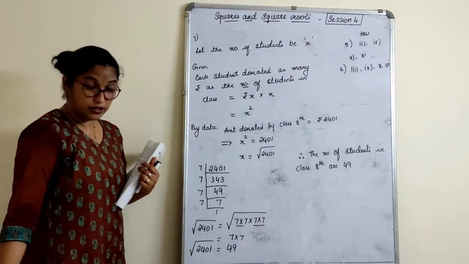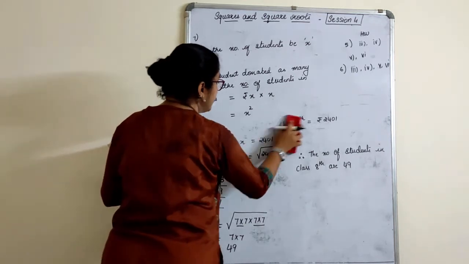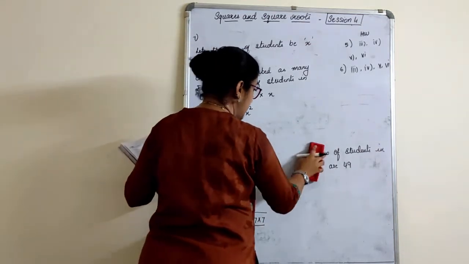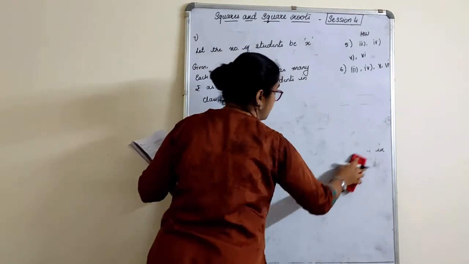So this is how you have solved it. Let's delete. It is the same as in linear equations, how you gave the conclusion. Since it was a verbal sum, the conclusion is a must.